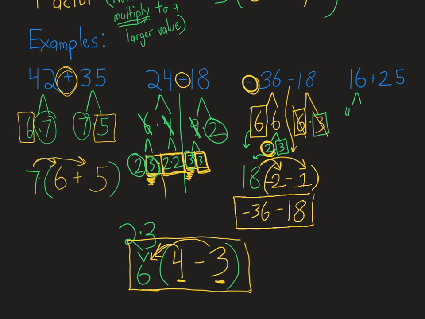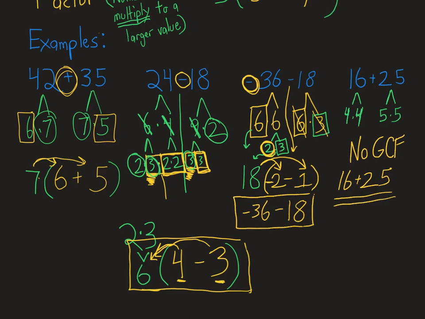16 is 4 and 4, 25 is 5 and 5, and that's a problem. There are no common factors, which means there is no GCF here. If you have no factors at all, you certainly don't have a greatest common factor. So you can't do anything. You just have to leave it in its current form, and that does happen at times. You might have a problem without any common factors. That's just how it goes sometimes.